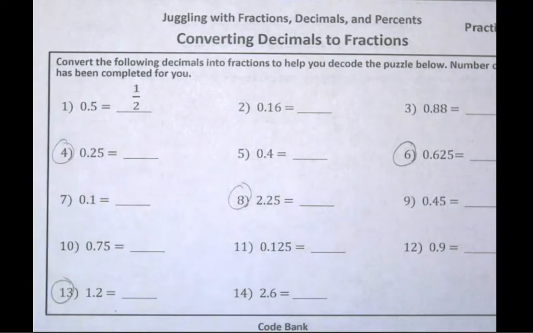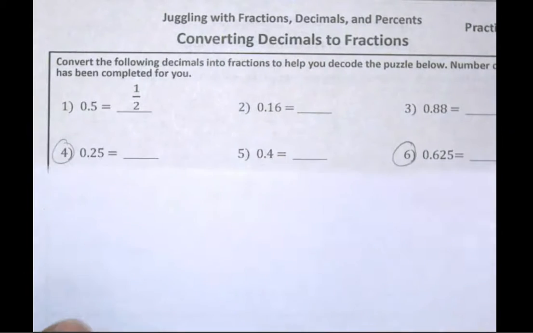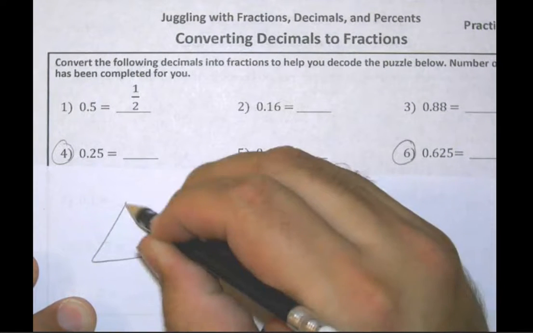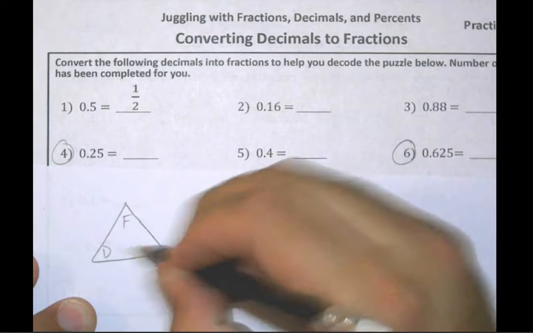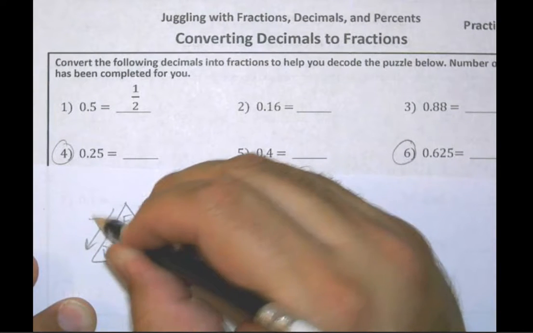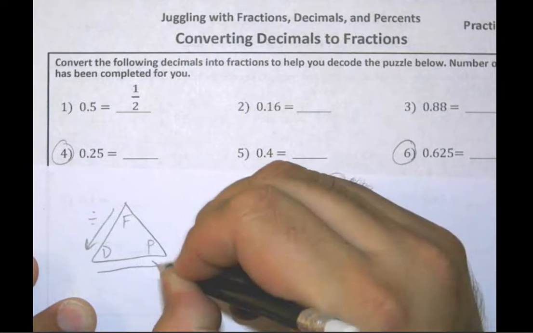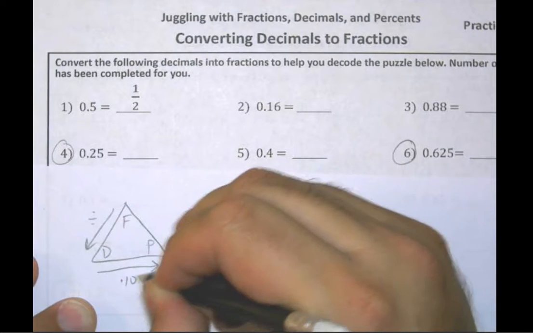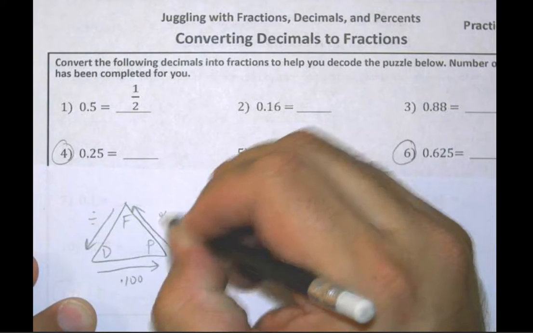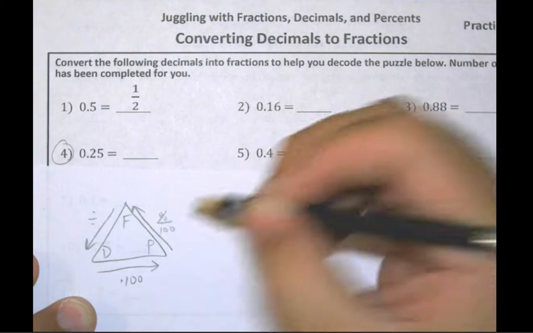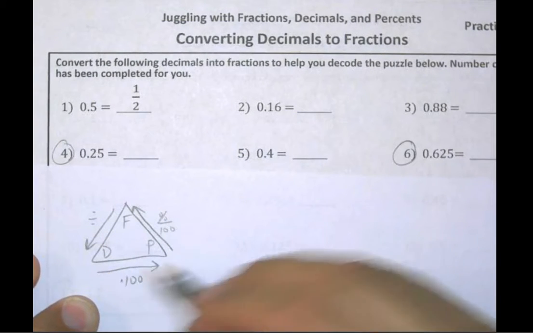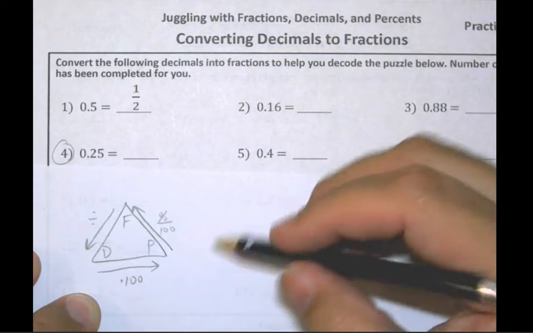In working that, we know from our notes we have our FDP triangle. To go from a fraction to a decimal, we divide. To go from a decimal to a percent, we multiply by 100. To go from a percent to a fraction, we put that percentage number over 100. So right now we're at a decimal and we need to get to a fraction, so we have two steps to do.